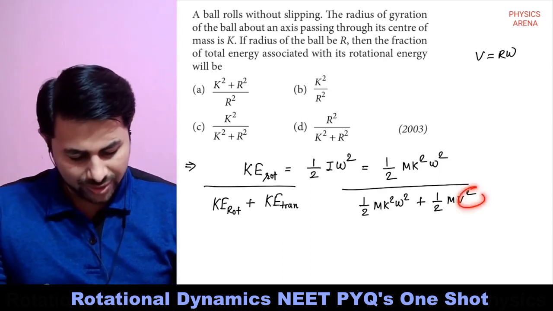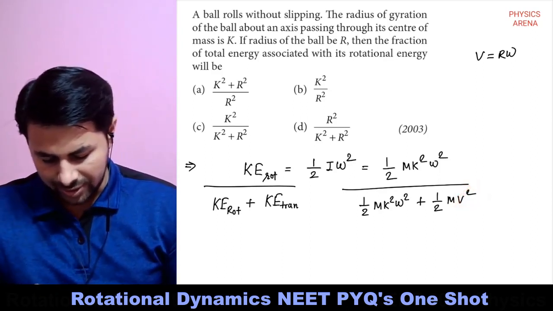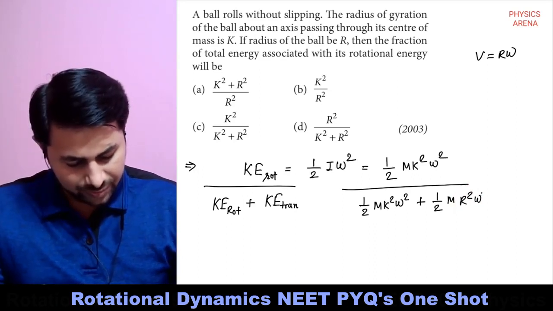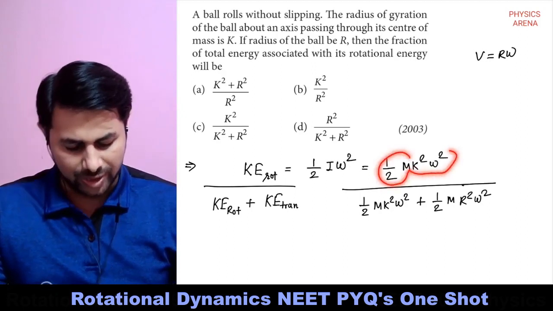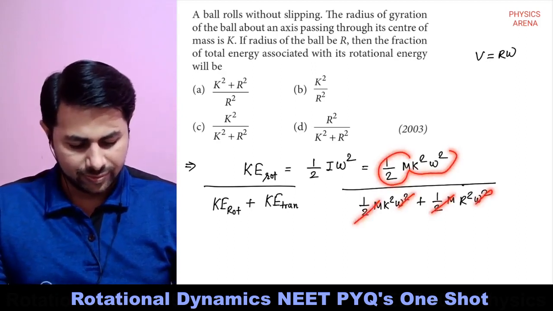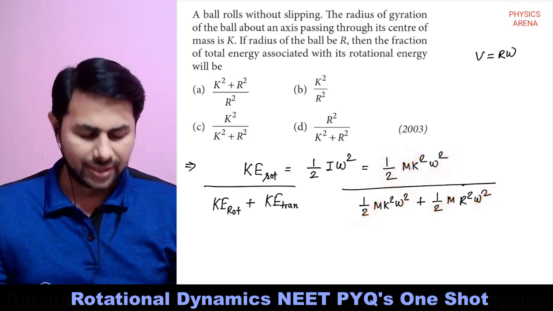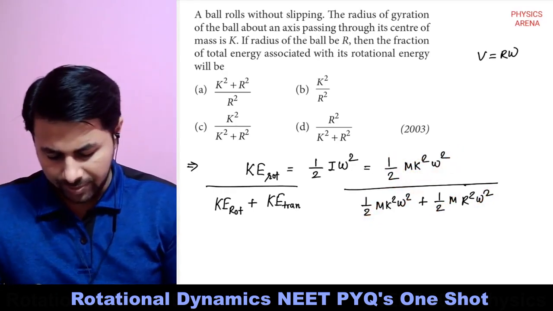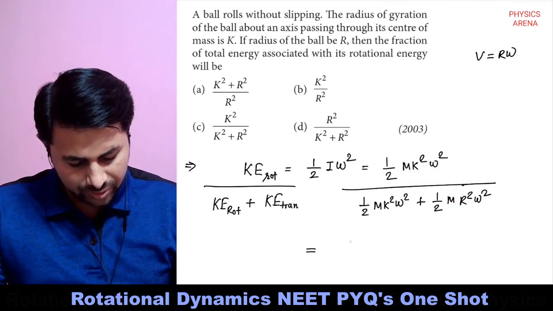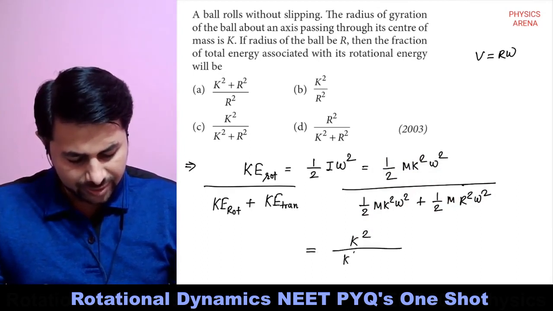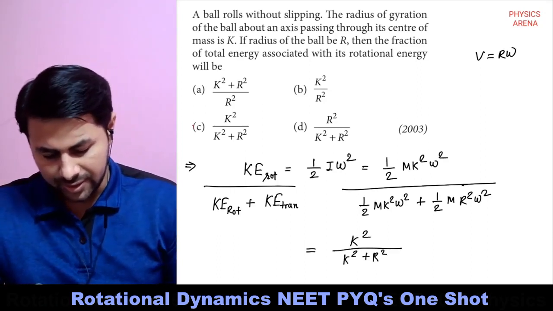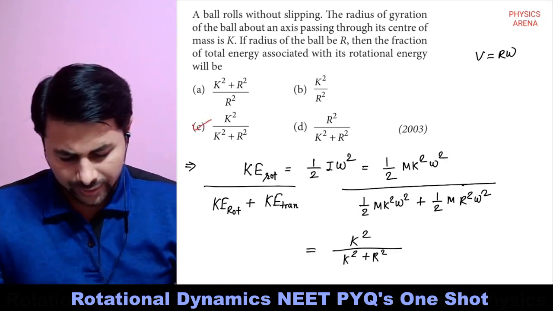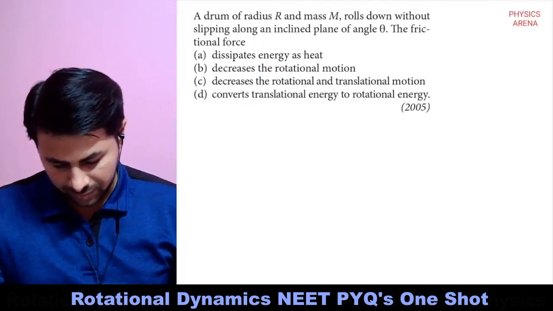So v square is r square omega square. We can put that over here. In place of v square, we can put r square omega square. And then we can take half of m omega square common and cancel it out in these terms, right? So what is left? It is equal to k square divided by k square plus r square. And that is the answer. Option C is the answer. Let's see the next question.